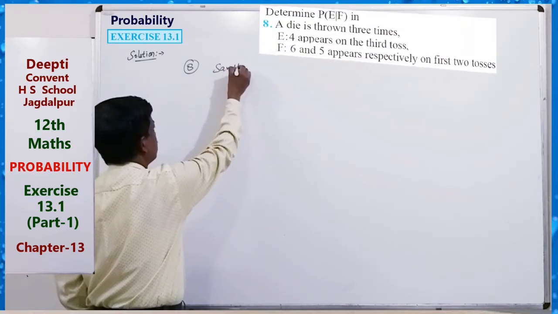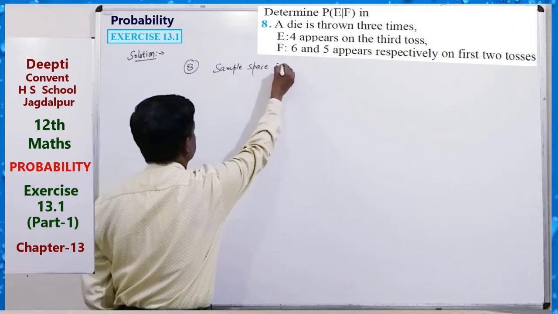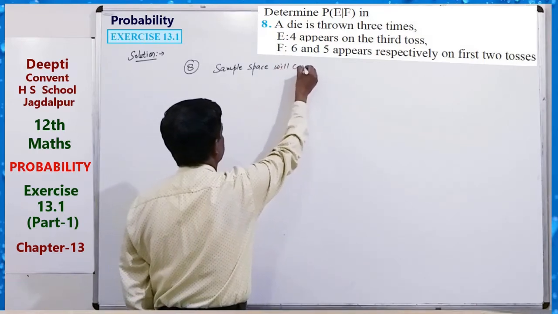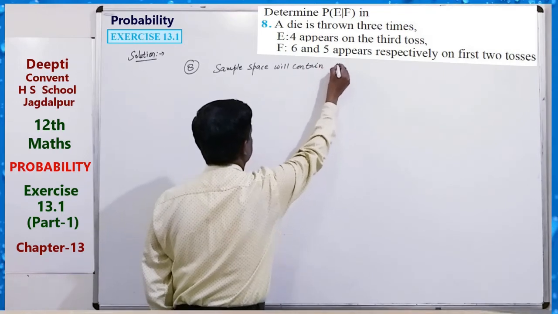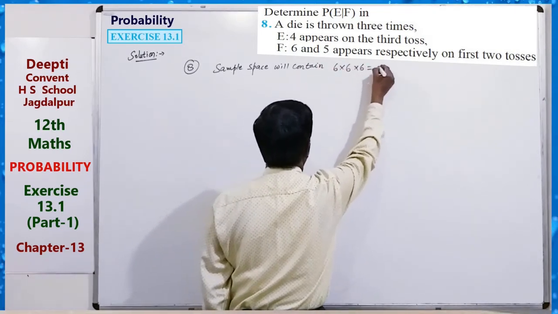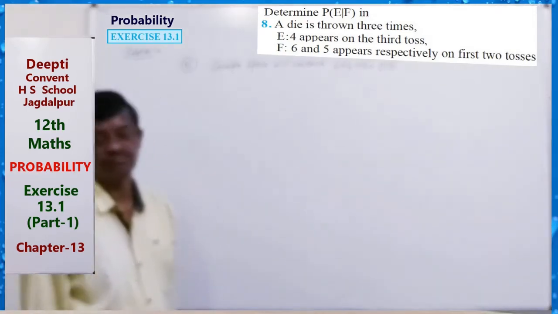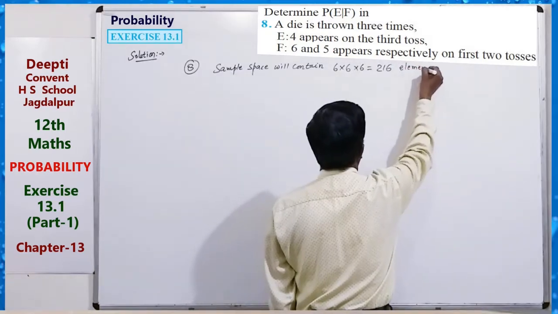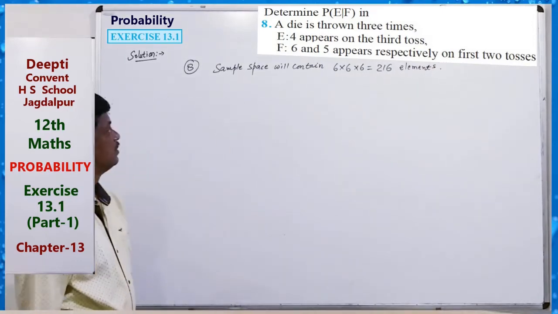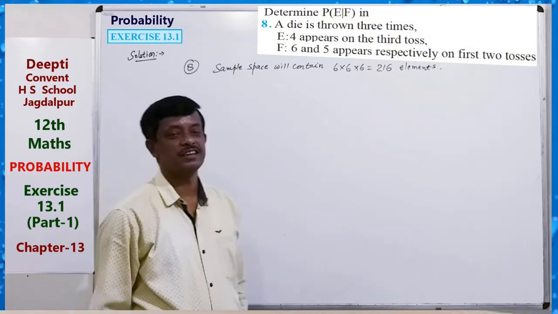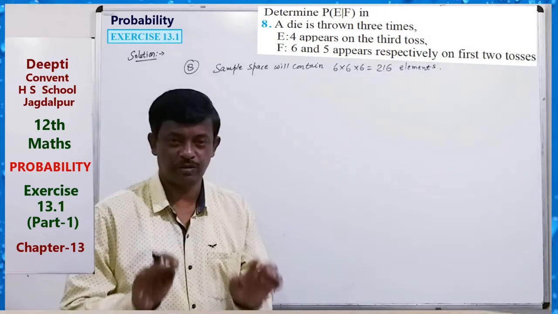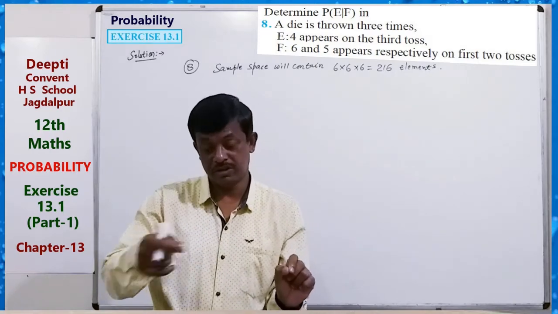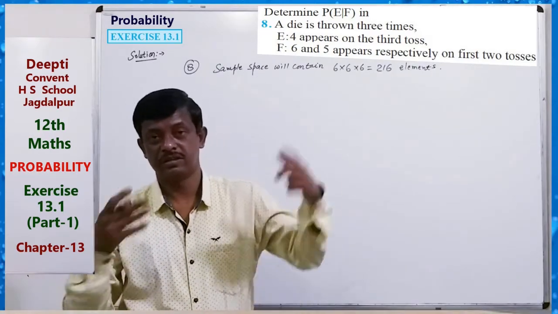The sample space will contain 6 into 6 into 6 equals 216 elements. Because with 3 die throws, the first time you get, suppose, 1, and with this another 6, and with that another 6. 6 into 6 into 6 is 216.